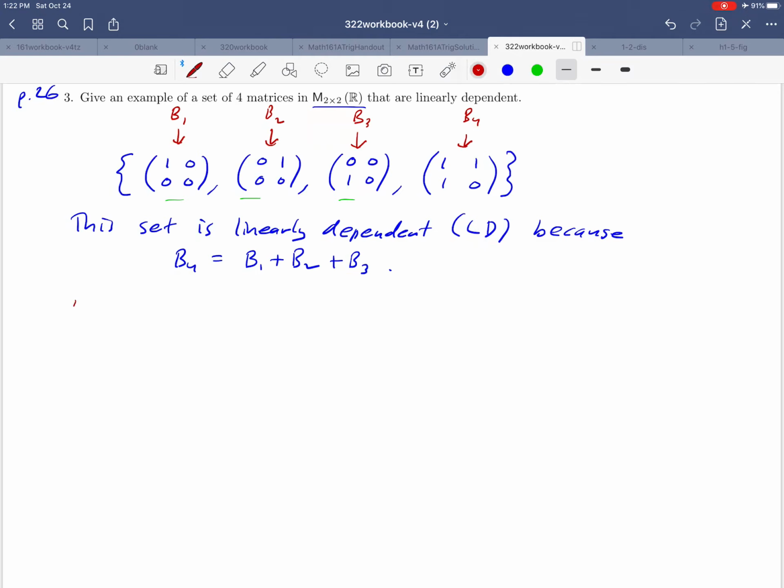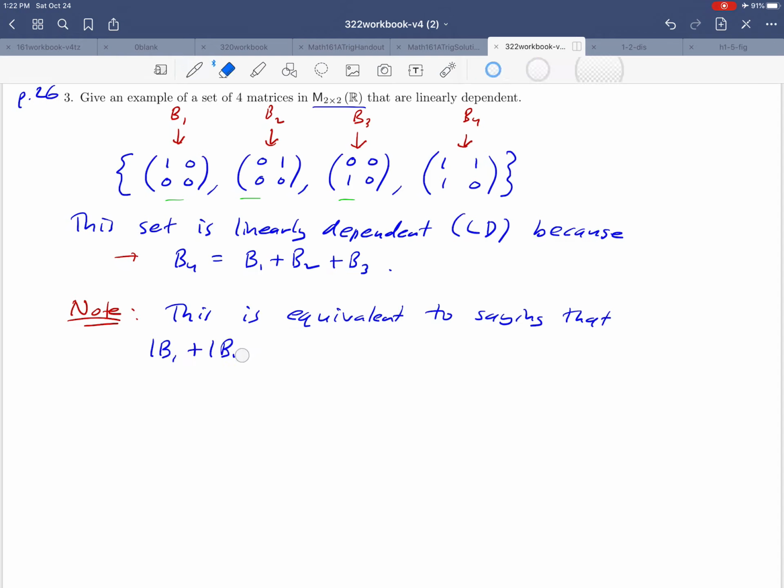Okay, and you might notice one other thing with that. That dependence relation that we wrote above can be rewritten in the following form. Okay, so we could say it this way. This is equivalent to saying that I'm going to just take that equation that we wrote up here and get everything on one side of the equation. So 1B1 plus 1B2 plus 1B3 minus 1B4 is equal to 0, which in this case would be the zero matrix.